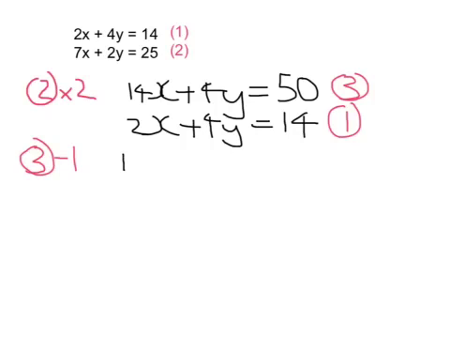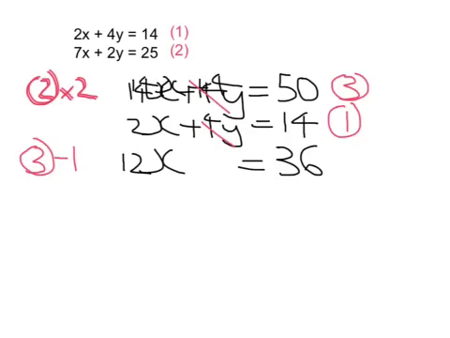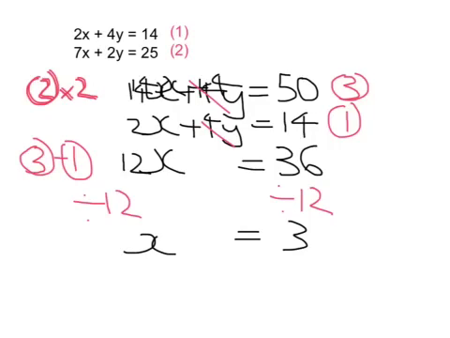And then we get 12x. These two cancel out. Equals 36. 12x equals 36. So then we divide both sides by 12 and we get x equals 3. Now we can plug this back into equation number 1 up here.